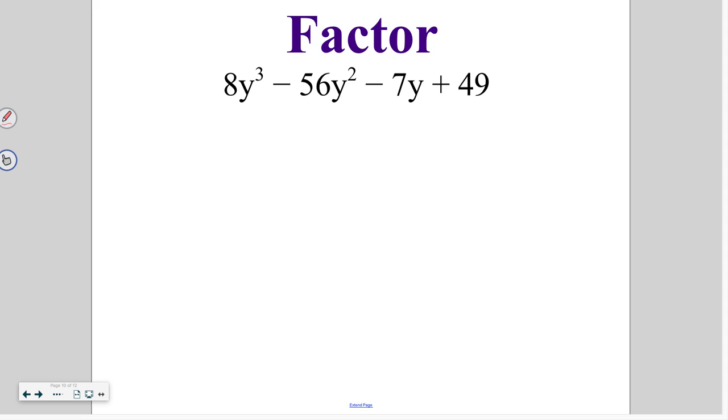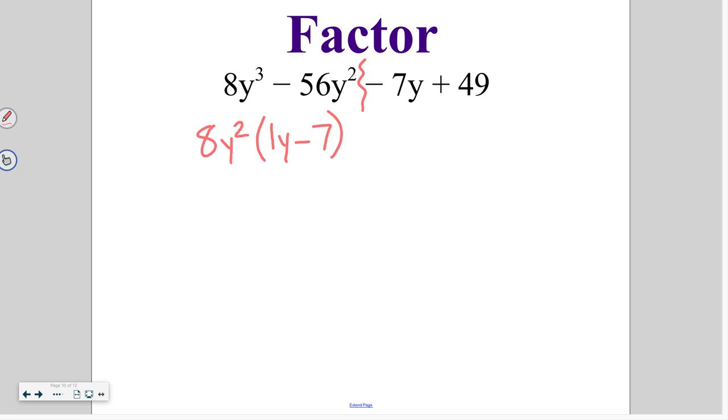So with this next one, again, we want to check to see if we can take out a GCF. 8, -56, -7, and 49 cannot all be divided by the same thing. So we're going to go ahead and split it into the two groups for factor by grouping. We're going to take out an 8y squared from the first two terms, and we're going to end up with 8 divided by 8 gives me 1, and then 1y left over. -56 divided by 8 gives me a -7.